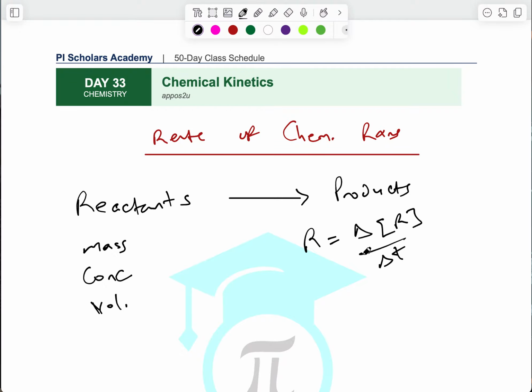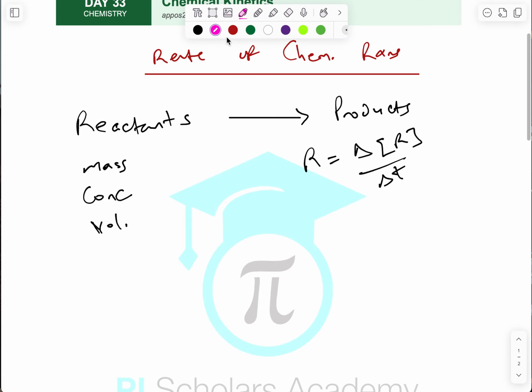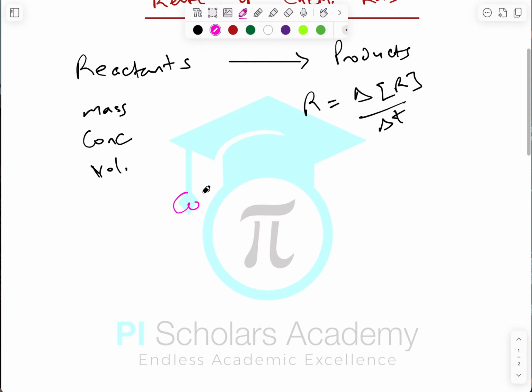For a reaction to be feasible, that is, for a reaction to take place, there are a few things that must actually happen. And these few things that must happen are explained by the collision theory. And what is the collision theory?